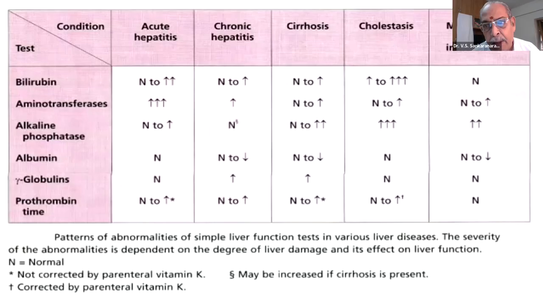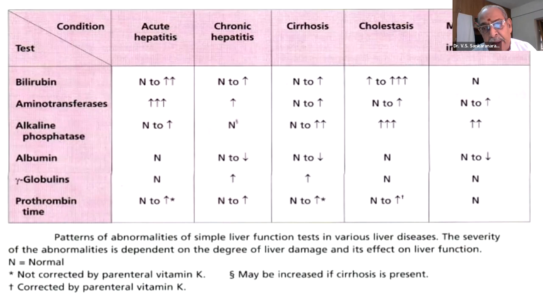Slide. Yeah. Now this is time for us to know, are we dealing with acute hepatitis with jaundice or chronic liver disease or cholestasis? Acute liver disease, bile will be high.